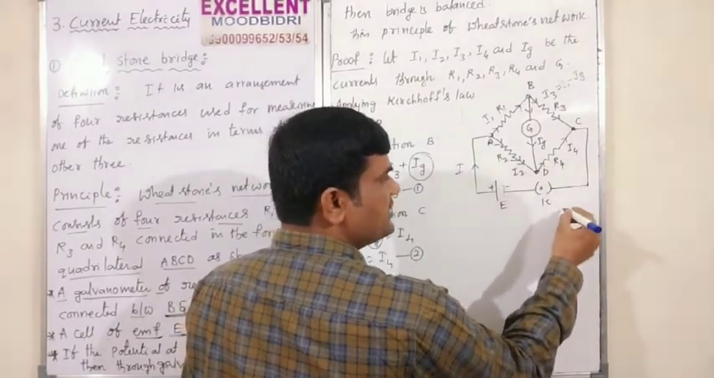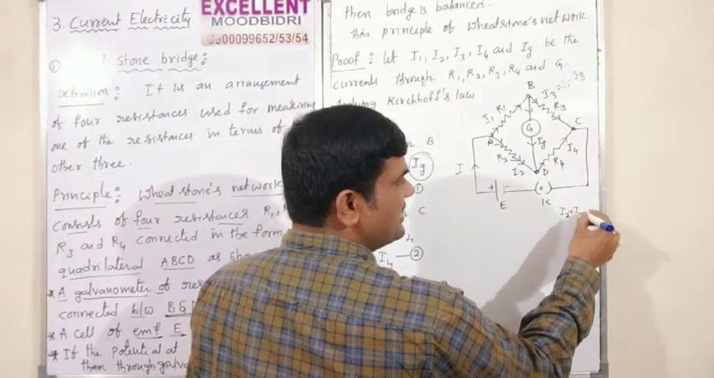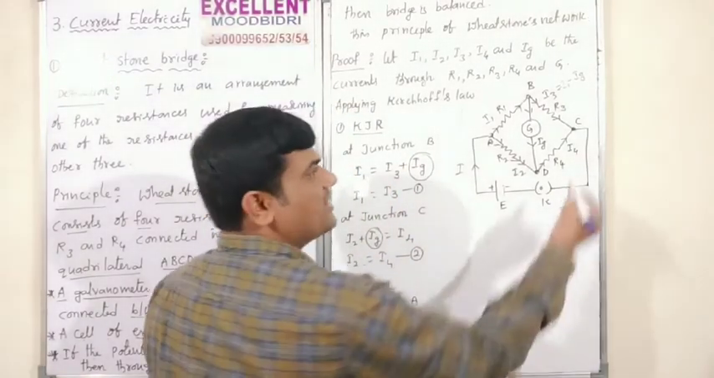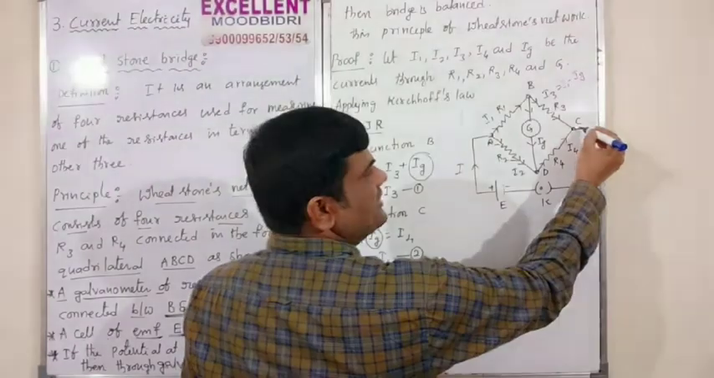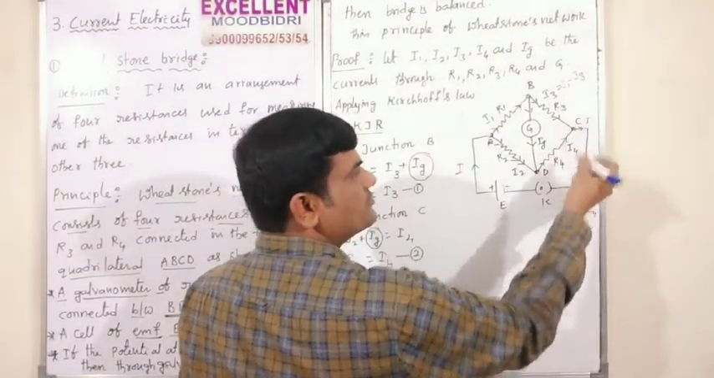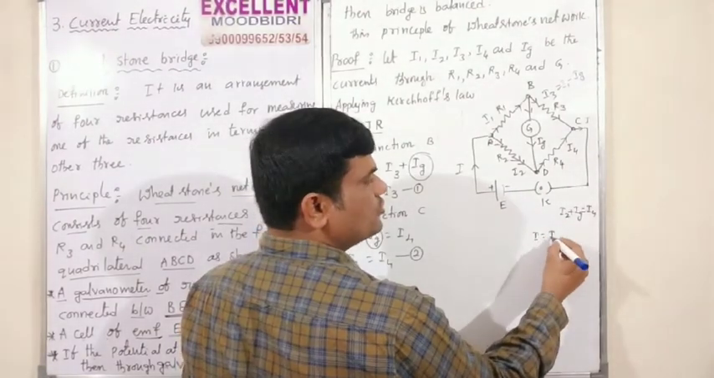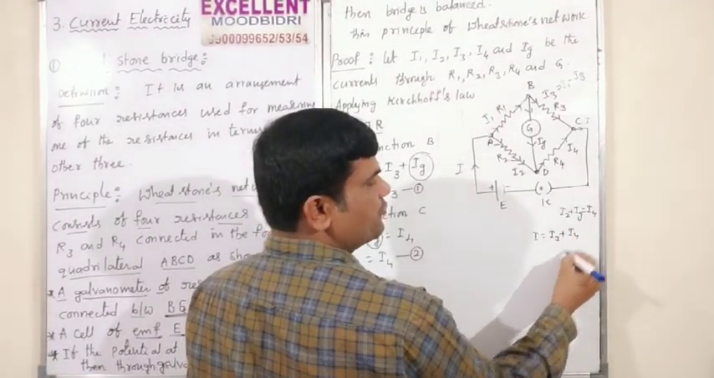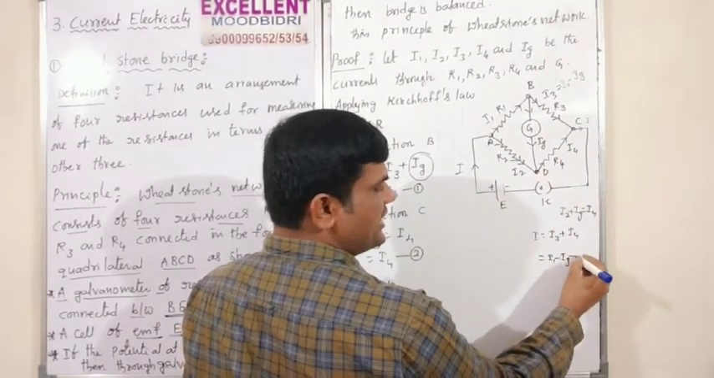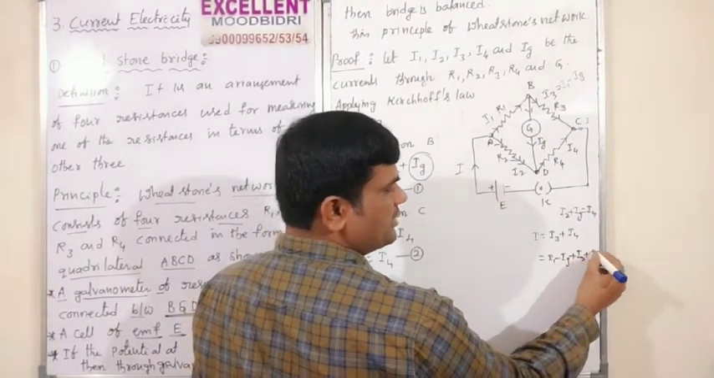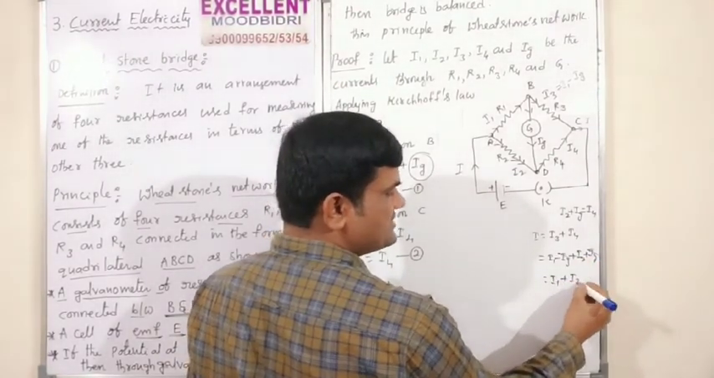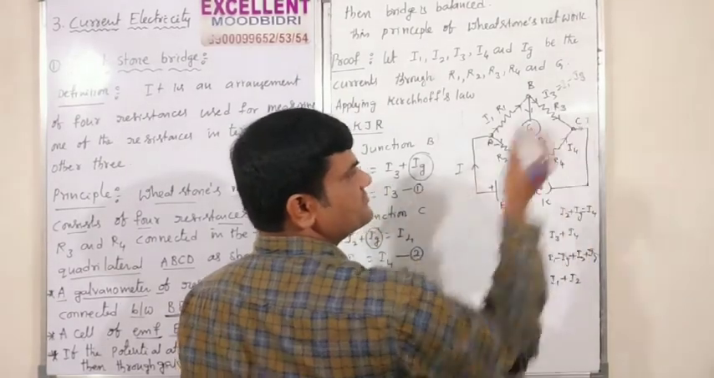I2 and Ig. I2 plus Ig is equal to I4. Correct? Then at this point, the total current is I. Correct? So here, what is that I3? Here I4. So I is equal to I3 plus I4. I3 is equal to how much? I1 minus Ig. I4 is I2 plus Ig. Ig gets cancelled. Therefore, I1 plus I2 at junction C.